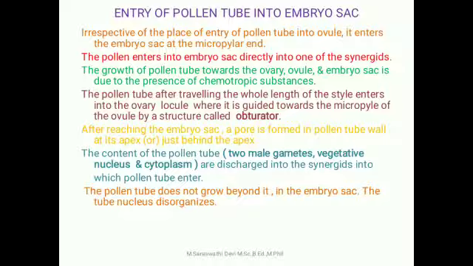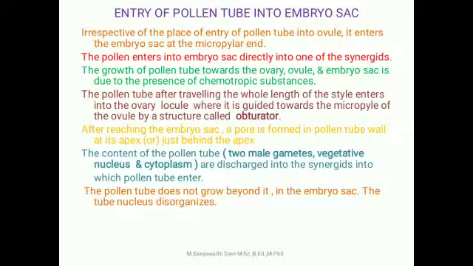Entry of pollen tube into the embryo sac. Irrespective of the place of entry of the pollen tube into the ovule, it enters the embryo sac at the micropylar end only. Then the pollen tube enters the embryo sac directly into one of the synergids. The growth of the pollen tube towards the ovary, ovule and embryo sac is due to the presence of chemotropic substance.